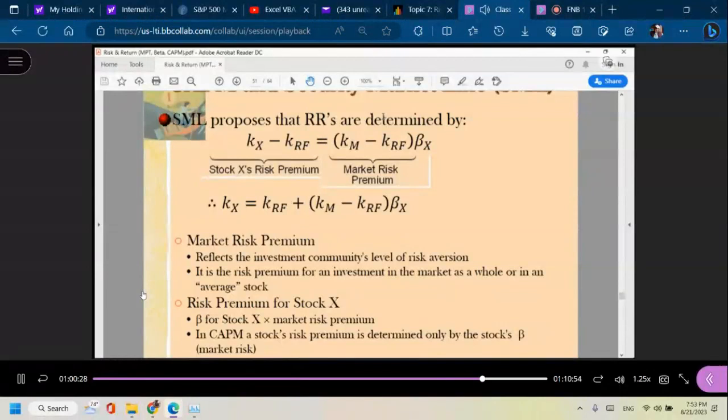So if you just buy an average stock in the market, you're taking an average risk, and an average stock would have a risk greater than the risk-free. So obviously, if on average the market earns 10%, the difference between the risk-free return and the market return is called the market risk premium, in this case 5%.